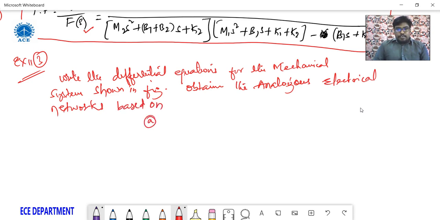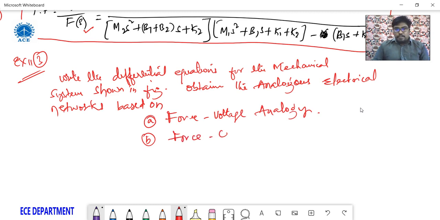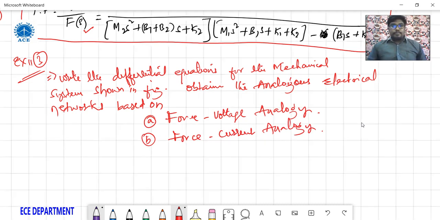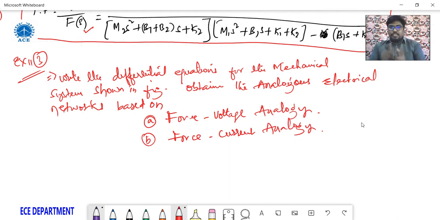the first one is force voltage analogy, and the second one is force current analogy. So this is the question asked. What we need to do: write the differential equations for the mechanical system shown in figure, and obtain the analogous electrical network based on both force voltage analogy and force current analogy.